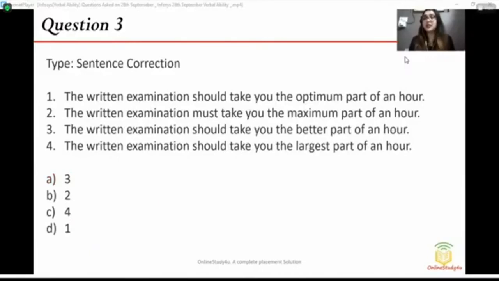Now, if you look at question 3, it's on sentence correction. So they've given you 4 options, 1, 2, 3, 4, and it's the same sentence which has been written in 4 different styles. We need to select which is the correct statement.